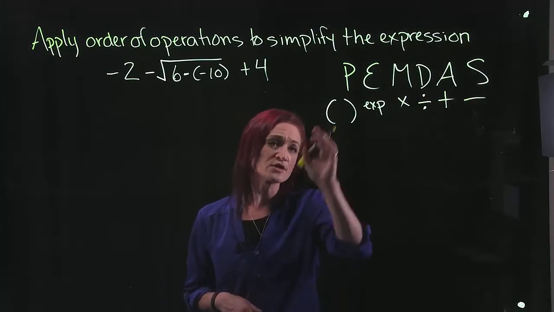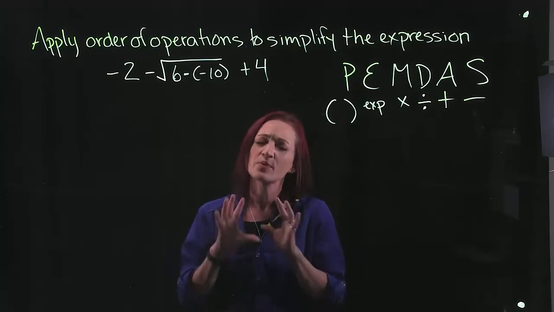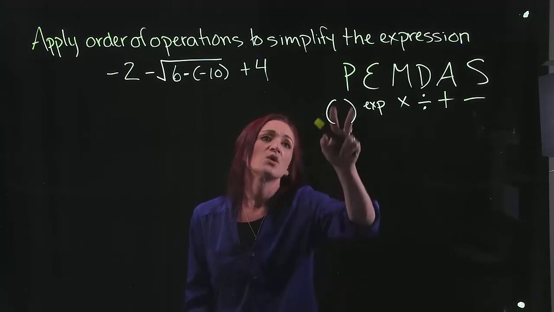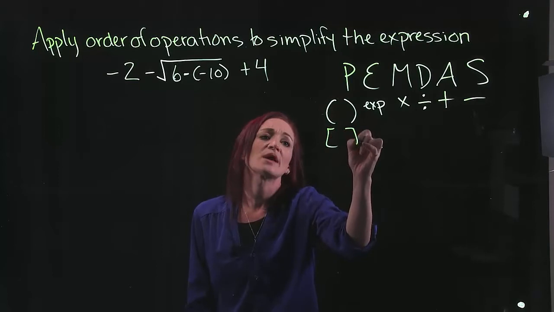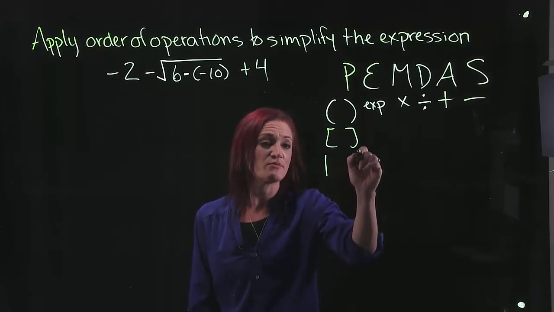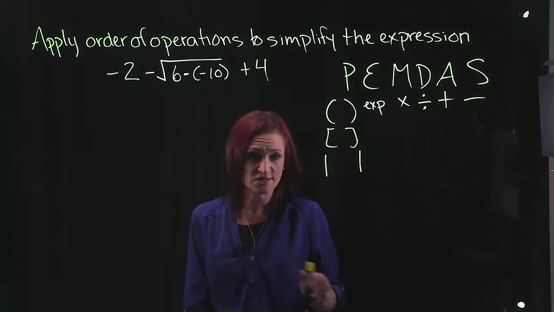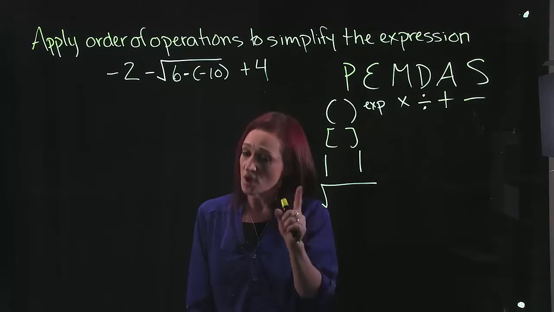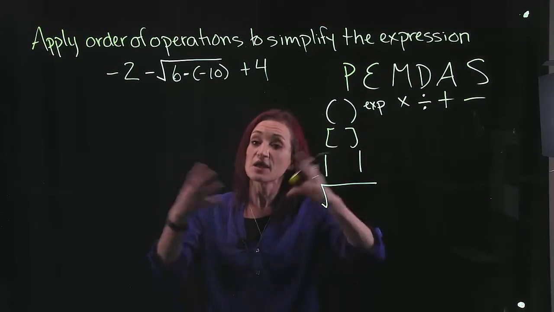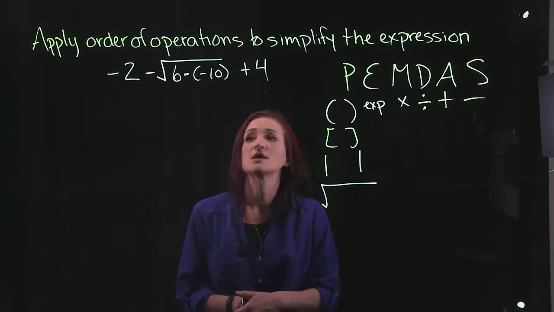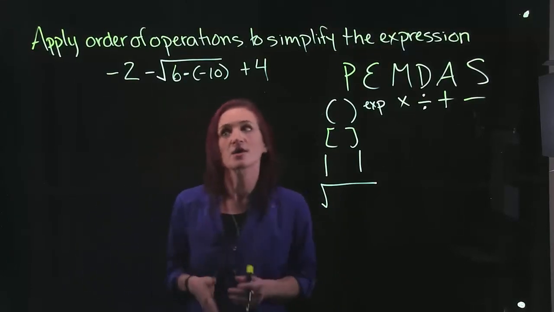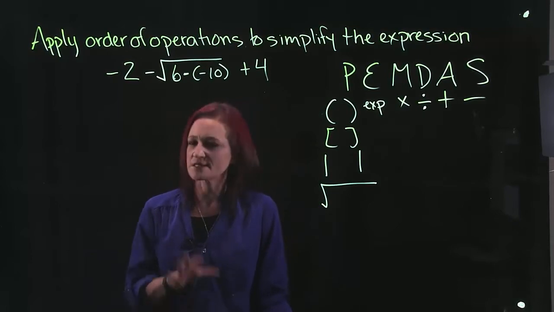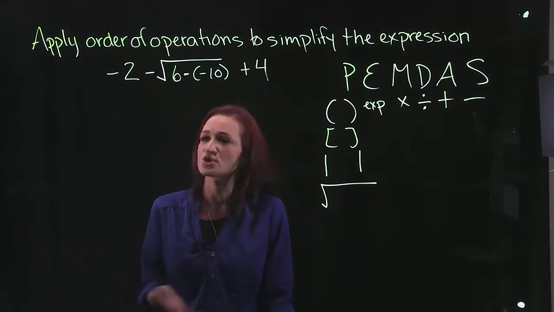So, the first thing is to look for parentheses, but parentheses can mean a few different things. We can have regular parentheses, we can have brackets. Absolute value bars count as parentheses if there's a calculation that's inside of it. Square root symbols also count as parentheses if there's a calculation inside of it. So, we need to take a look at our problem, and that's the first thing I recommend. Take a look at the problem and see what's going on.